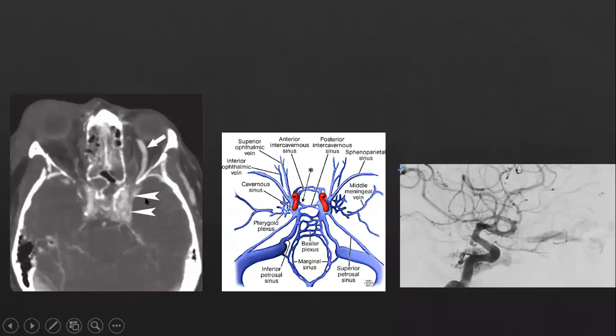So here we have a person who has got cavernous sinus thrombosis. This is the carotid artery, and you can see the cavernous sinus, which is distended and filled with clot, and the enlarged superior ophthalmic vein, because there is venous congestion and the superior ophthalmic vein cannot drain normally posteriorly.